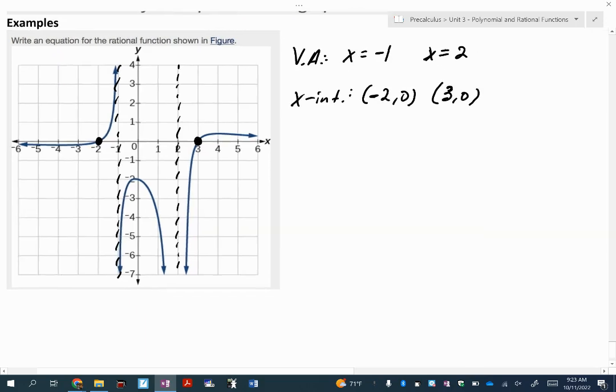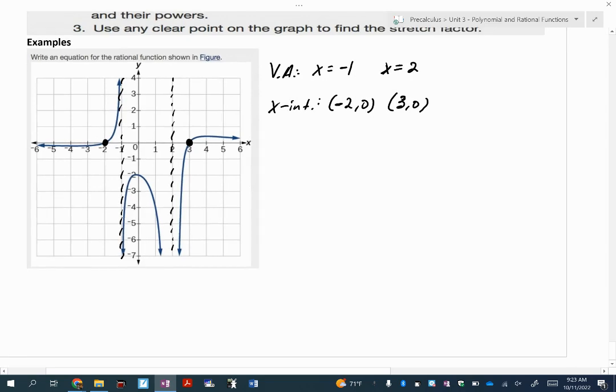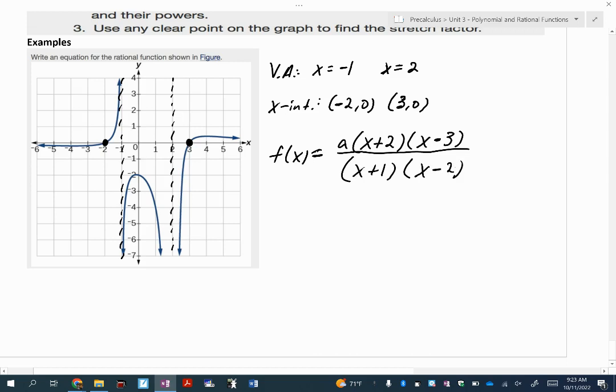So now, here's what I'm going to do. I'm going to use that to write my function. Told you I'm going to do a letter a in the top. Now, my roots, my x-intercepts are going to give me my factors in the top, so think opposite here: x + 2 and x - 3. Do the same thing for the vertical asymptotes in the denominator: x + 1 and x - 2.